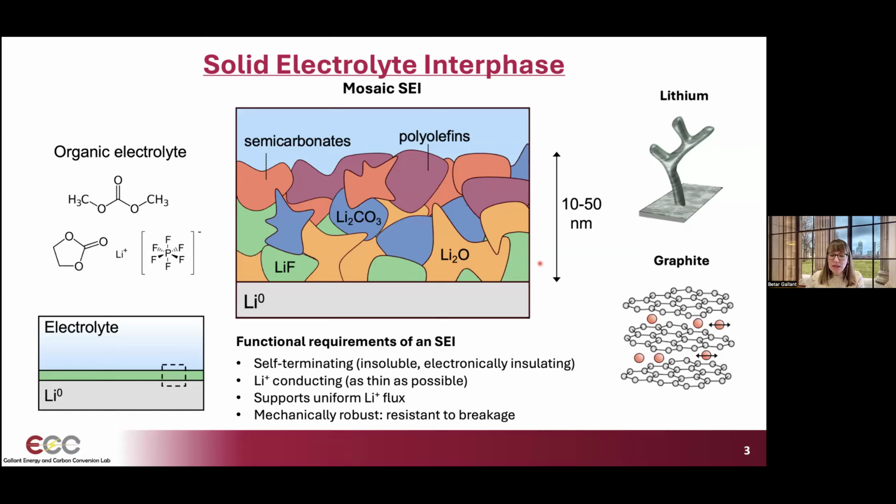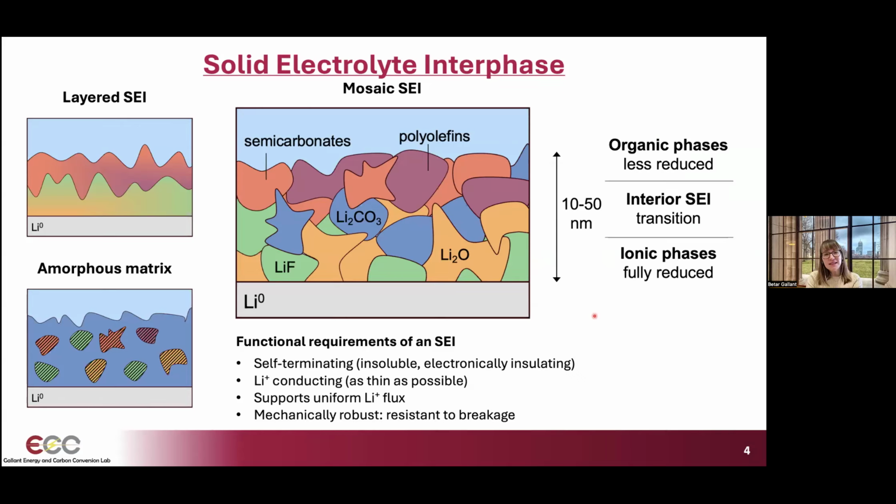We also need the SEI to support uniform lithium flux and be mechanically robust to accommodate the large volume changes that can occur from lithium metal plating and stripping. Otherwise, we have SEI breakage and we need to repair it. Although the SEI is also quite critical to the function of graphite, graphite does not undergo such extreme volume changes. And so getting the SEI right on lithium is really a lot more challenging.